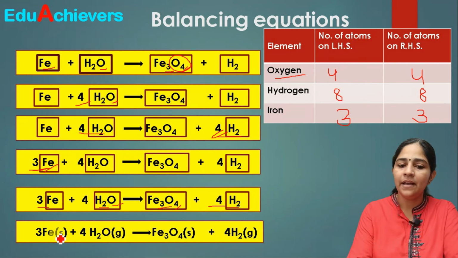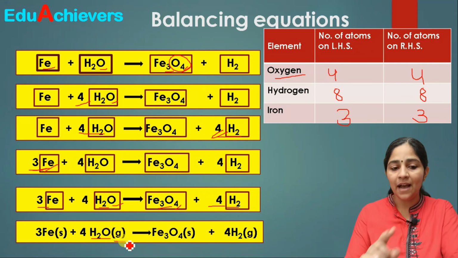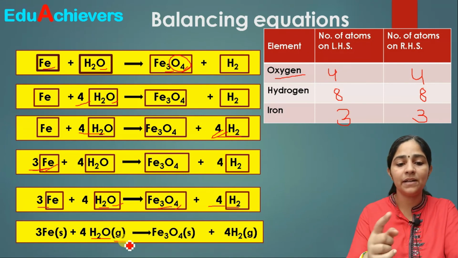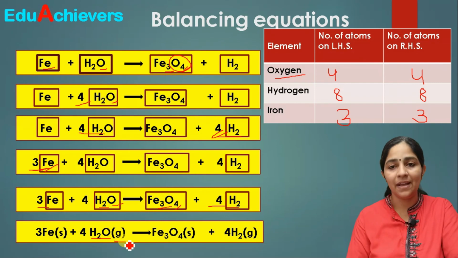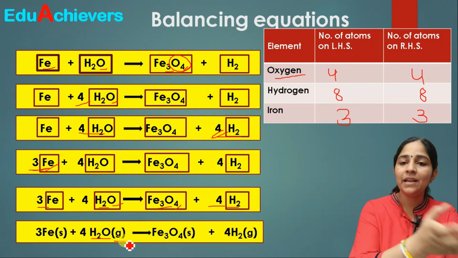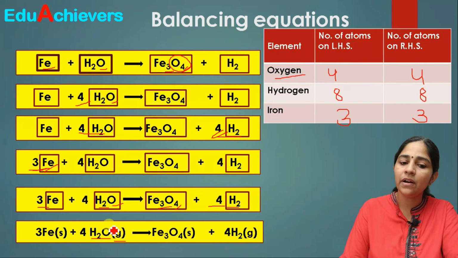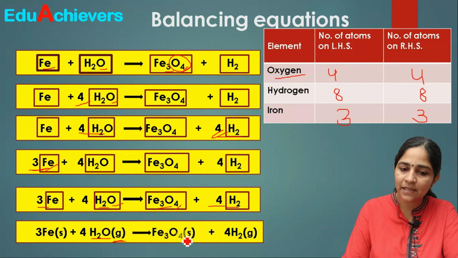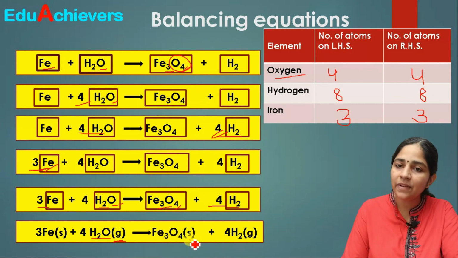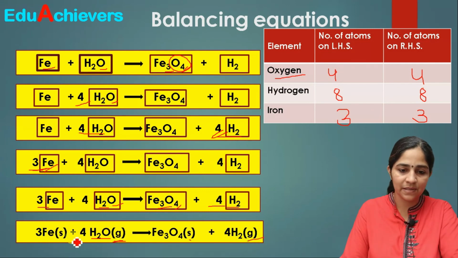Iron is solid, and the water which is reacting here is in vapor form. That means the iron is reacting with water vapors which are present in the air, or we are creating steam or water vapors to make it react with the iron. So that's why we have mentioned that the gaseous form of water is reacting, and the iron oxide Fe3O4 which is forming is in the solid state, and the hydrogen that is evolved is a gas. So we have mentioned the physical state of all the substances, correct?